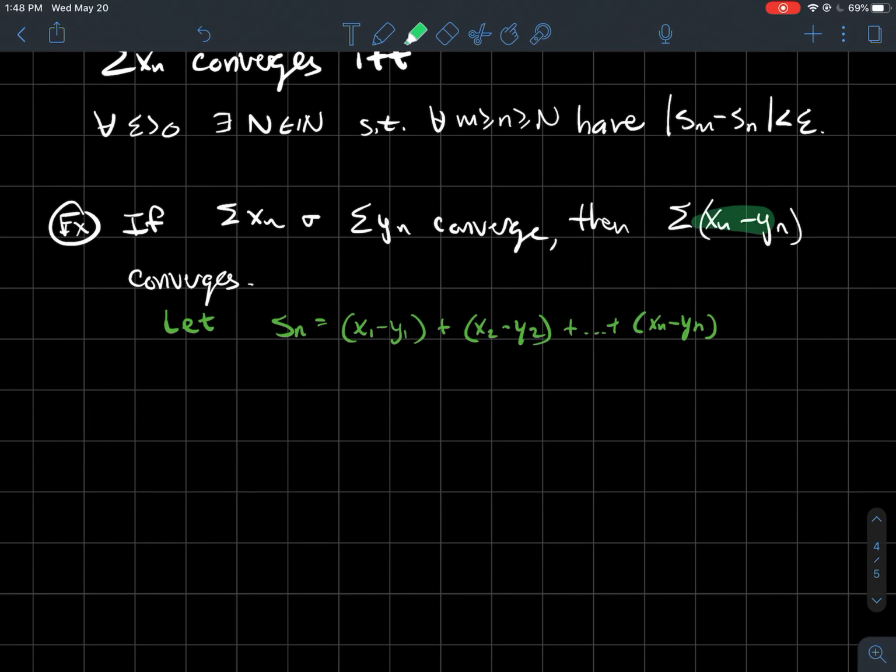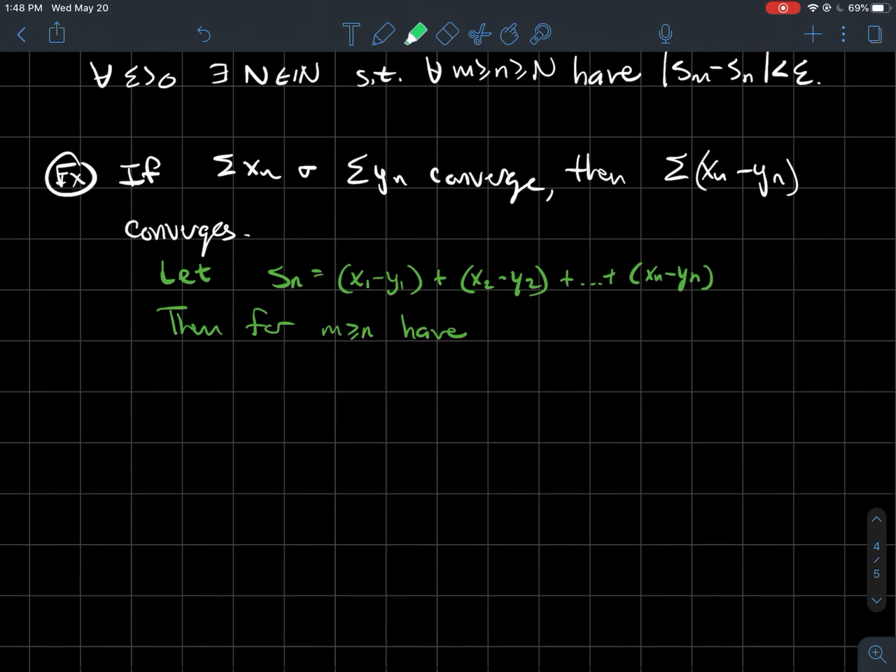What would be the partial sums for this series here? I'll call it Sn. What would you do? You would take the difference of the first two terms plus the difference of the next two terms, etc. What we're going to do is start playing with that. The goal is to pull this apart to try to relate these partial sums to xn and yn, the series xn and the series yn.